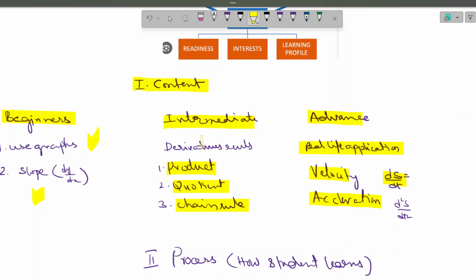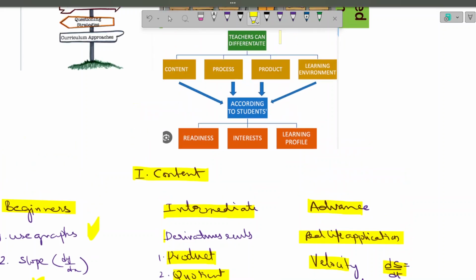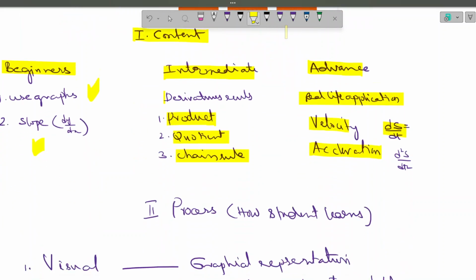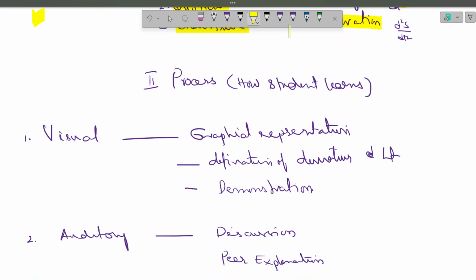For the content, you may have so many things. You have a textbook, if you are following a textbook, or software for the topic, big ideas, other things are there. Then process, how the student learns. First content is over. Now the process, how students are going to learn. Here we have the types of learners: visual learners, auditory learners, kinesthetic learners.